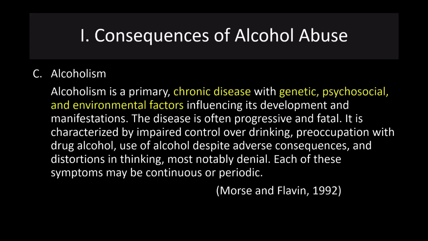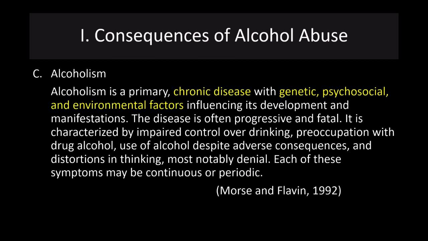Finally, the last obvious consequence of alcohol abuse is alcoholism. This is a chronic disease that can have genetic, psychosocial, and environmental factors, as we talked about in the last lecture. Its development and manifestations can include social factors, anxiety, depression, self-medicating, etc. The disease is often progressive and fatal, certainly characterized by impaired control over drinking, preoccupation with alcohol use, and this is despite potential adverse consequences, loss of jobs, loss of spouses, etc. And also lots of distortions in thinking, the most notable of which is denial.